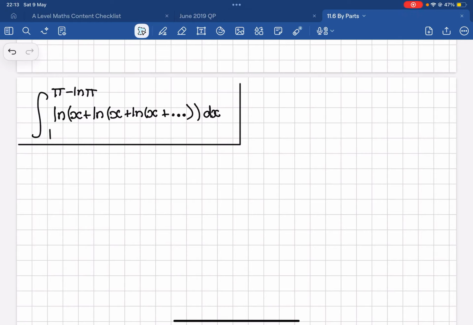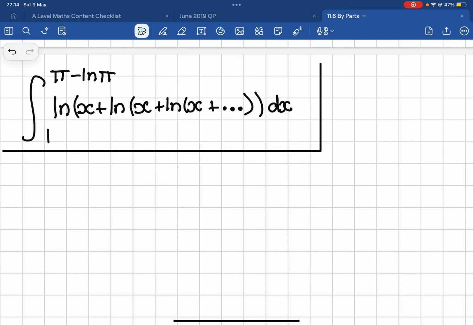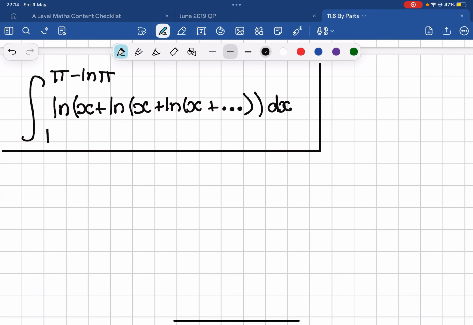Yes guys, we're back again with another menacing looking integral, but it shouldn't be a problem for us. We've got the integral from 1 to pi minus ln pi of ln x plus, inside the ln, ln x plus, and so on and so forth forever. Now, notice I said forever. So we notice that obviously we can't actually integrate this using any normal techniques.